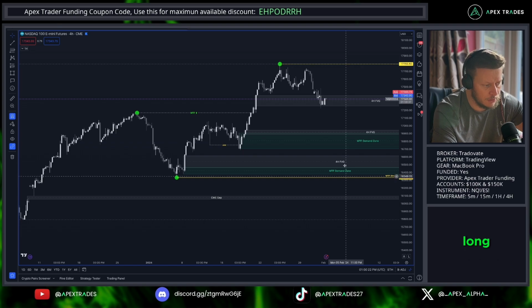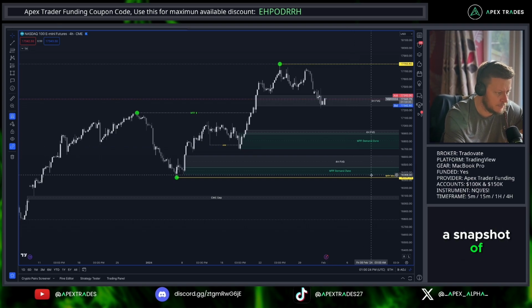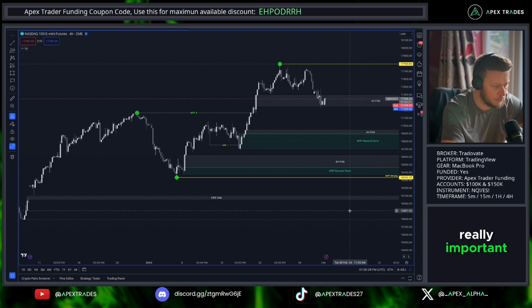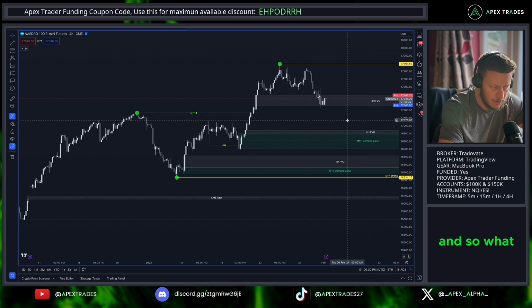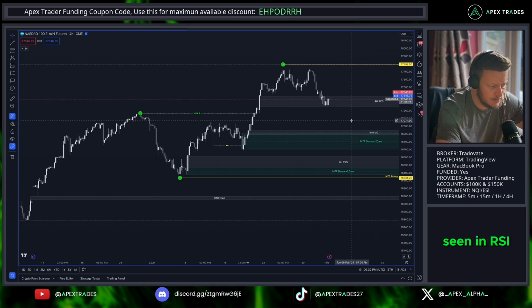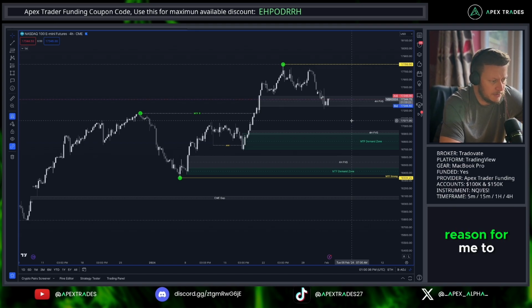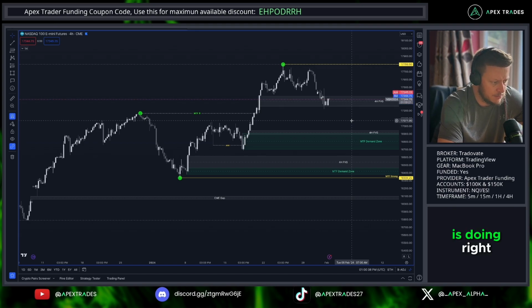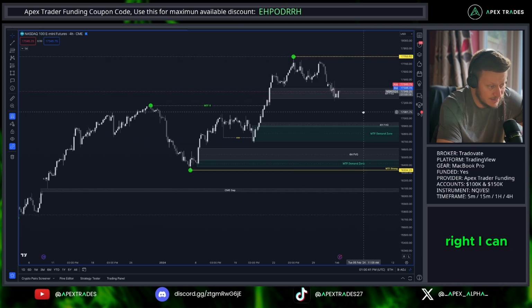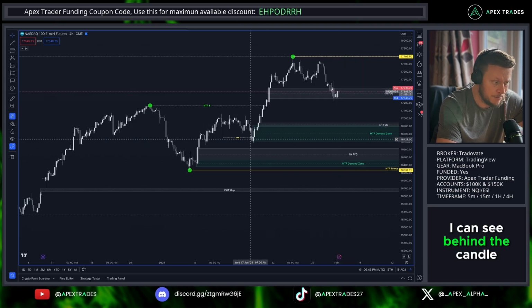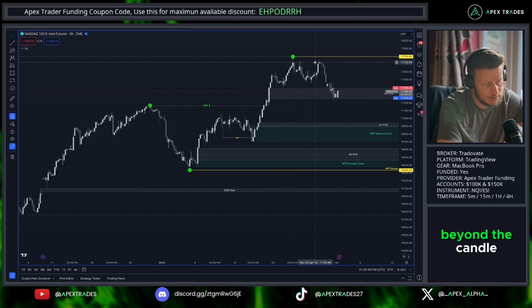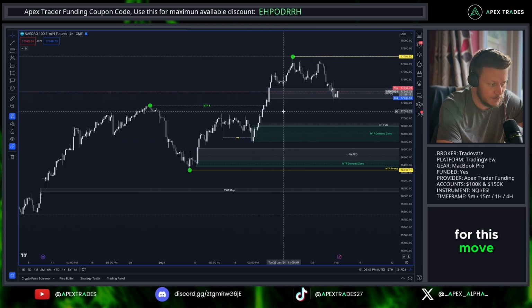So I didn't want to come on too long, just wanted to give a snapshot of some of the stuff that I think is really important for us to know. And so what haven't you seen here? Number one, you haven't seen an RSI. I'm not saying they're bad, but there's no real reason for me to understand what momentum's doing right now. I can see price action, I can see exactly what's going on. I can see behind the candle what this move has actually meant for this move to the upside.